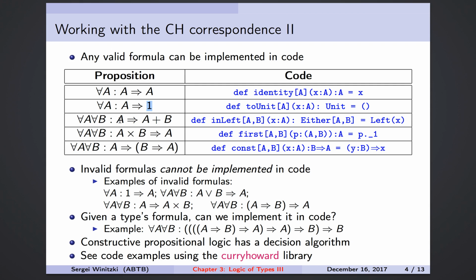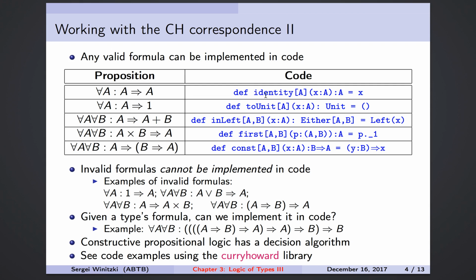Now, here's another example. Oh yeah, I wanted to show the code for all this. So what is the identity? Well, this is the identity function. This is in the standard library in Scala. Identity function defined, let's say, like this, takes an argument x of type A and returns a value of type A. Of course, it just returns x.